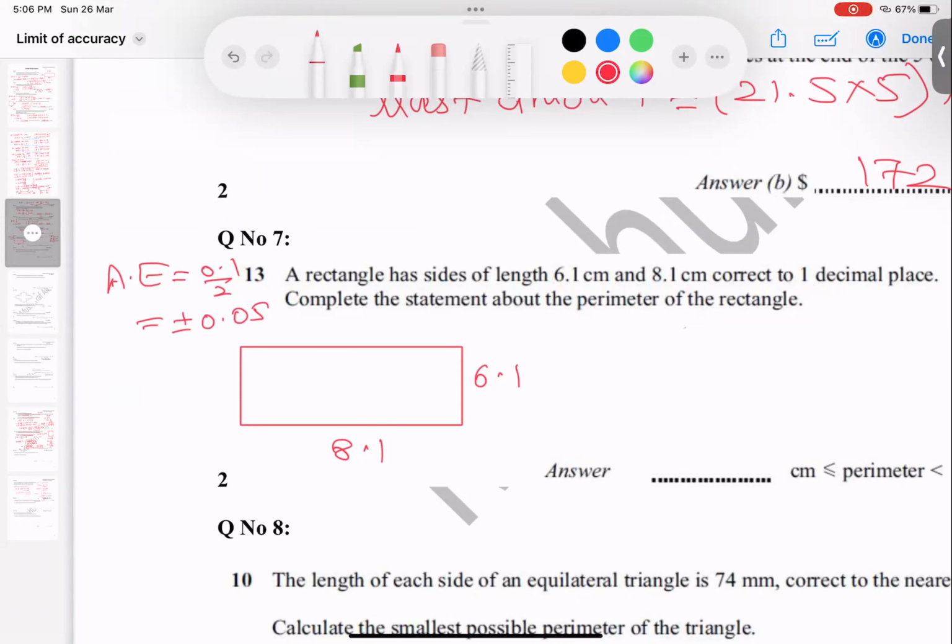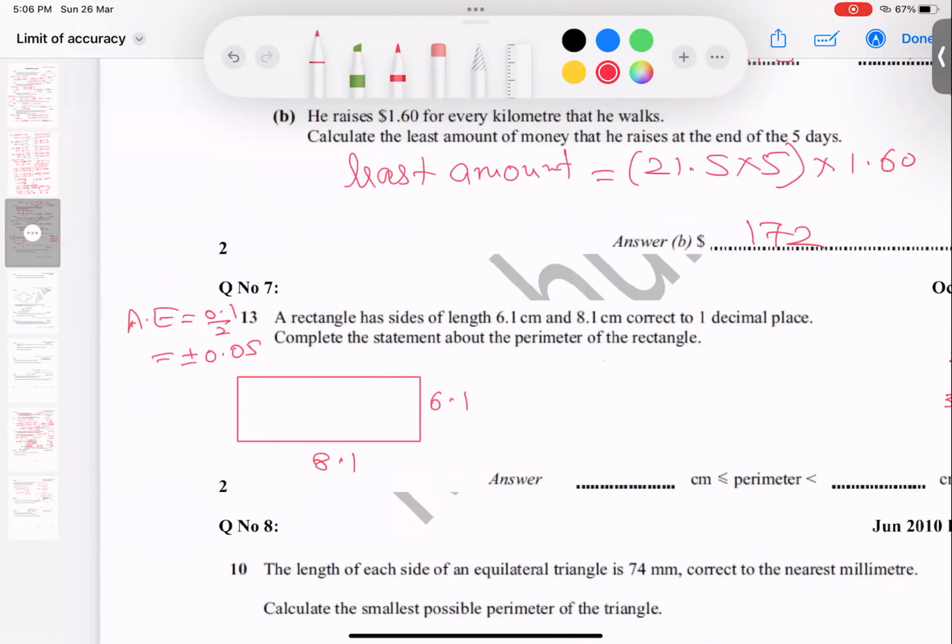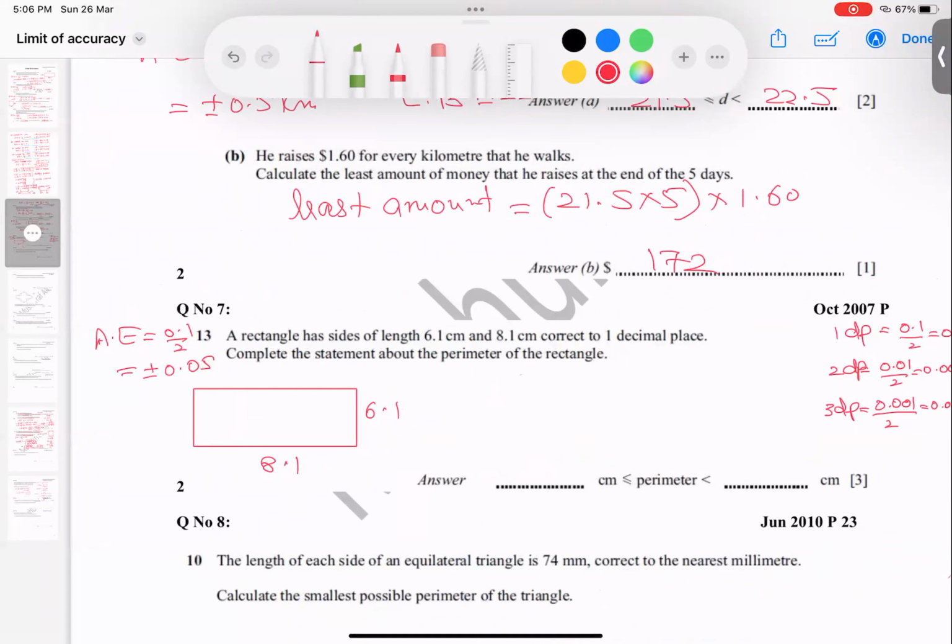So perimeter, okay. Then I will add, and he said perimeter of the rectangle. So he's asking for the upper bound and lower bound of the perimeter of the rectangle. Look, read again. Calculate the statement about the perimeter of the rectangle. So how do we get the perimeter of a rectangle? Very simple.